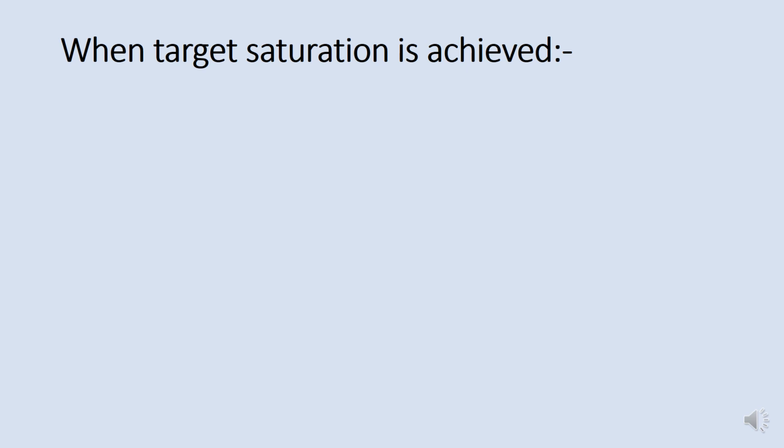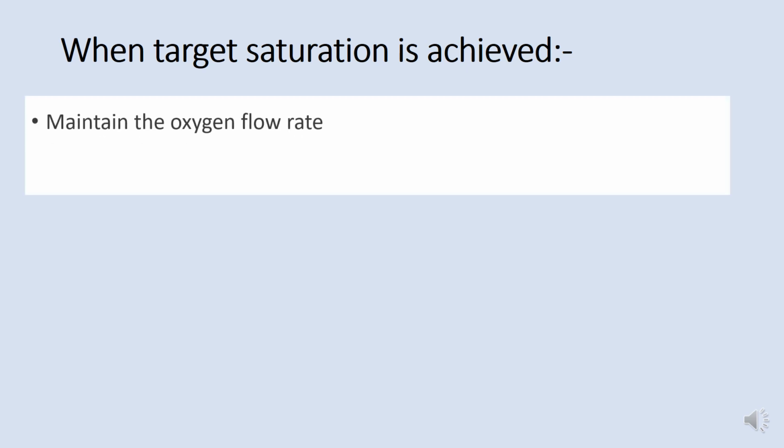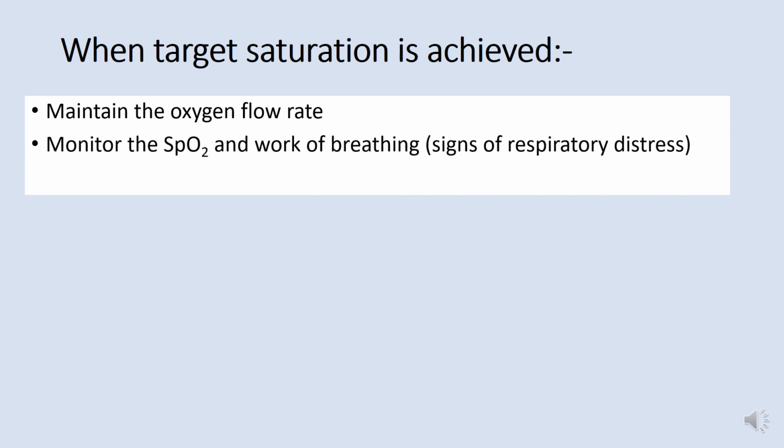So what happens once you have reached your target saturation? Remember the target saturations we talked about, the neonate, the child, and the child who has just been resuscitated. Okay? So what do you do? Once the target or desired oxygen saturation has been achieved, you maintain that flow rate. You maintain oxygen therapy or administration at that flow rate at which you have achieved the desired saturation. And then you monitor the oxygen saturation and the work of breathing.